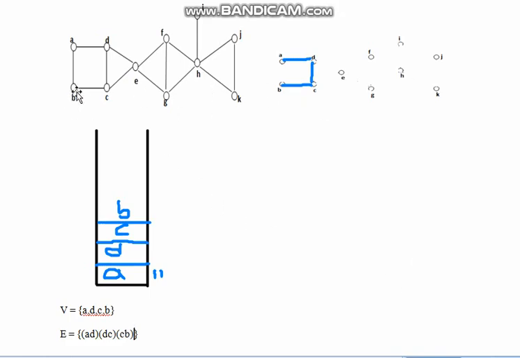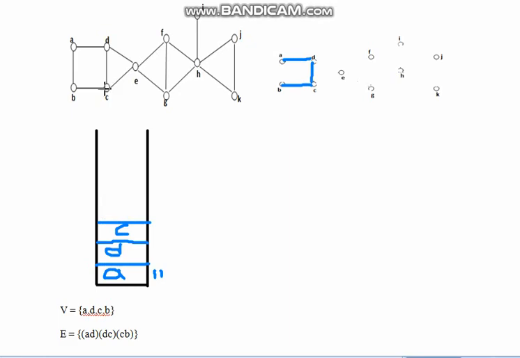Now from B I have only one adjacent non-visited edge, that is B to A. But if it takes B to A, it forms a cycle, which is not allowed. Then backtrack. Whenever I backtrack, the top element of the stack is discarded, that means pop. So I am popping the element. Okay, then I'm at C.